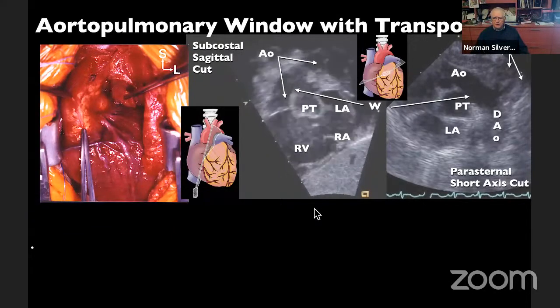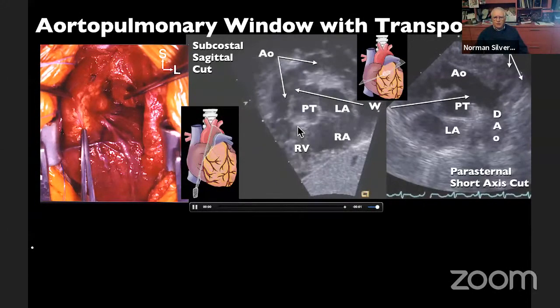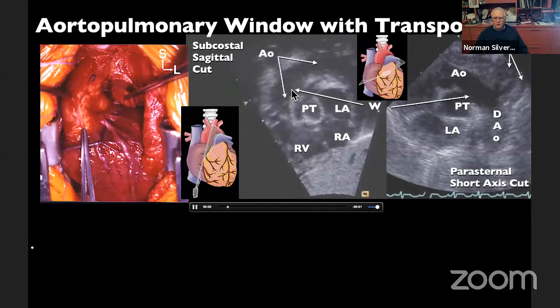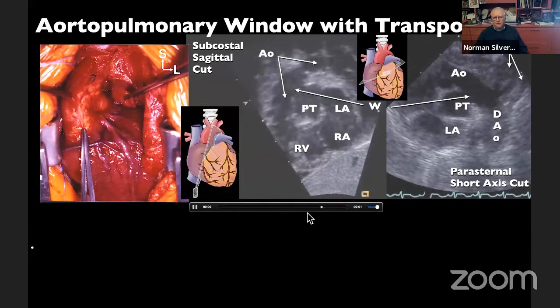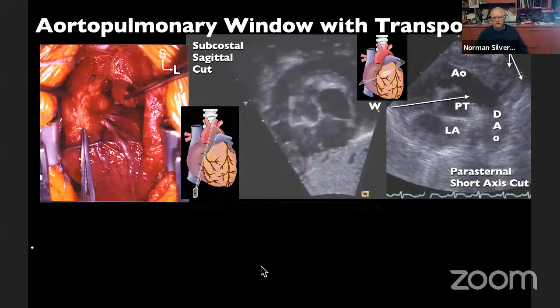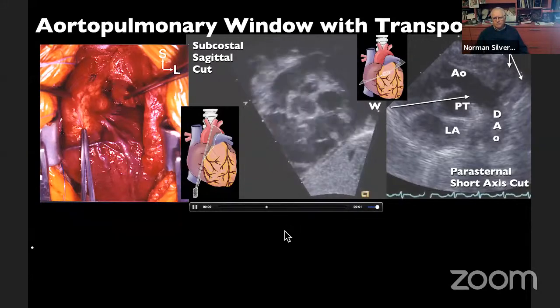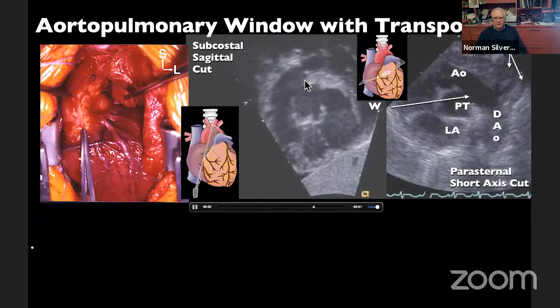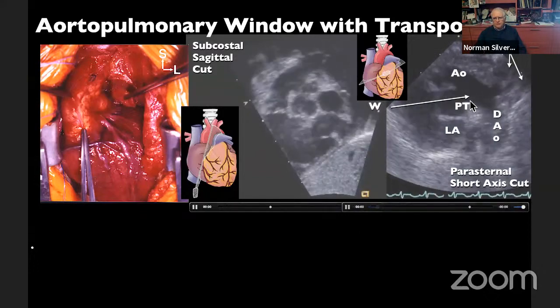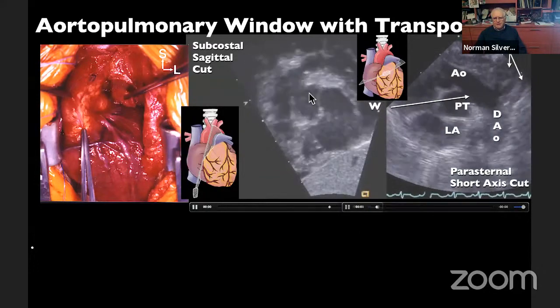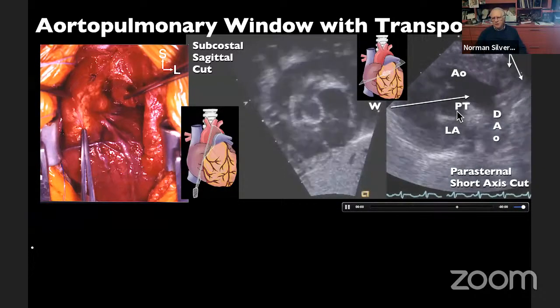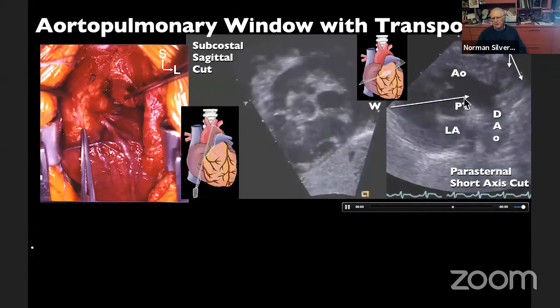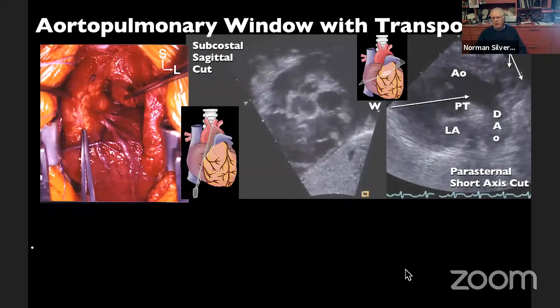And here is the representation of this. Here you can see in this subcostal sagittal cut the window between the aorta arising from the right ventricle and the pulmonary trunk arising from the left ventricle. So this patient was repaired, and of course, this is easily recognizable on the magnitude of the size of the shunt of the window here in this patient. If you turn the probe round exactly 90 degrees, you'll get this picture with the aorta going to the descending aorta, the pulmonary trunk, left and right atriums, and the pulmonary trunk behind, and the window also seen there.